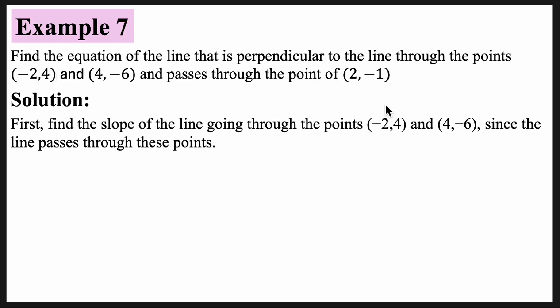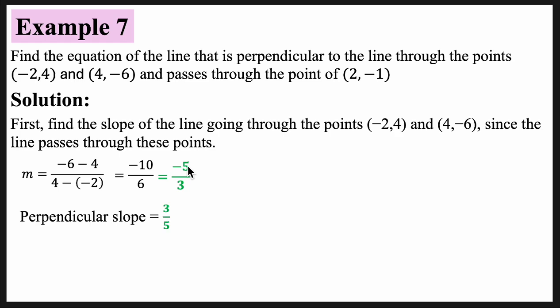Label your points as x1, y1, x2, y2, and then use the slope formula. Difference in y over difference in x simplifies into this, which is equal to this right here. So the original line is going to have a slope of negative 5/3. The perpendicular slope, swap the numbers and make this positive. Right? It's the negative reciprocal of those numbers. So that would be 3/5 in this case.